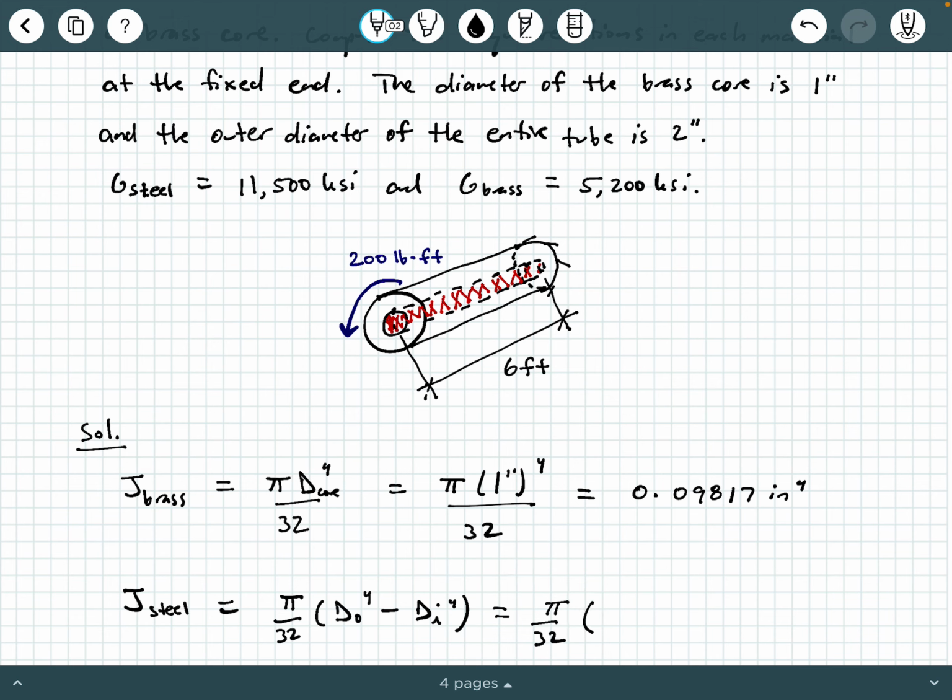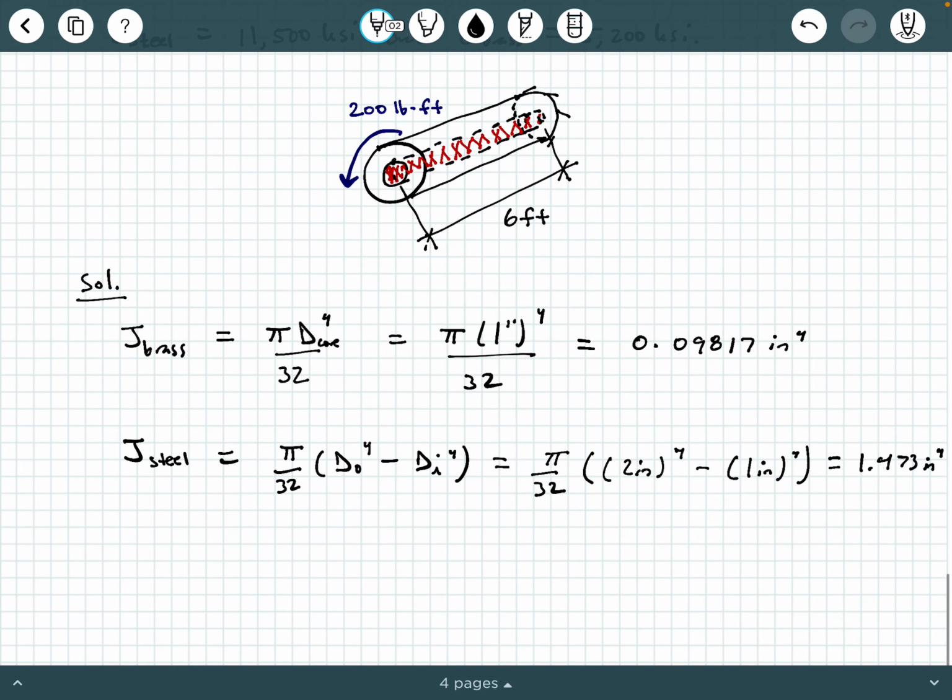And we know that that outer diameter, we were told, is 2 inches. So we're going to say 2 inches raised to the fourth power minus that inner diameter, which is 1 inch raised to the fourth power, okay? And so let's punch this through in our calculators. 2 raised to the fourth power minus 1 inch raised to the fourth power, which is just 16 minus 1 is 15, times pi over 32. And for this polar moment of inertia, we get 1.473 inches to the fourth power, okay? And we're going to use these values here in a few minutes later in the problem, okay?